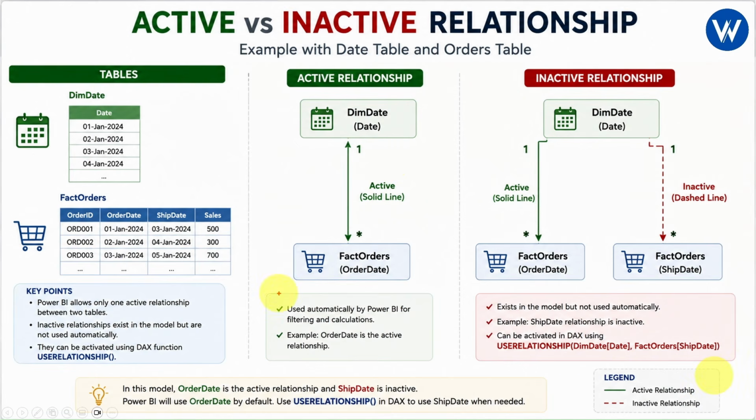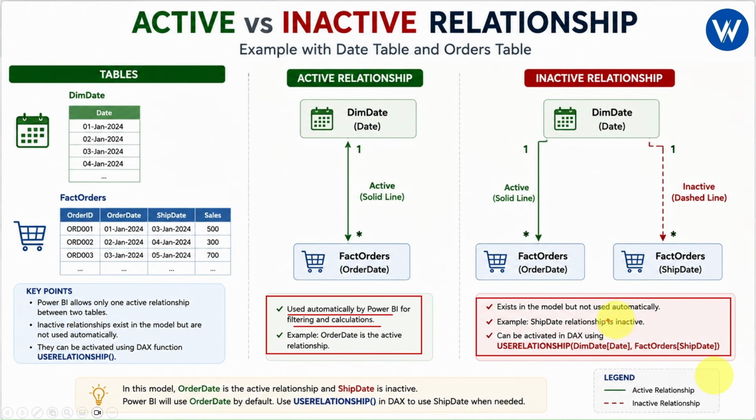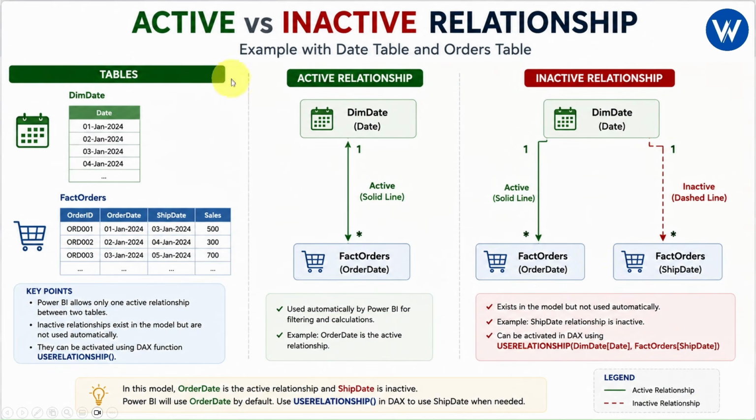Right, an active relationship means it is used automatically by Power BI for filtering and calculation. Here you can see the example. Whereas an inactive relationship means it exists in the model but is not used automatically. Example you can take, and it can be activated using a DAX formula. So with the help of the USERELATIONSHIP formula, you can take the dimension table column and the fact table column, and you can build the relationship between the tables. This is how actually the active versus inactive relationship works in Power BI.